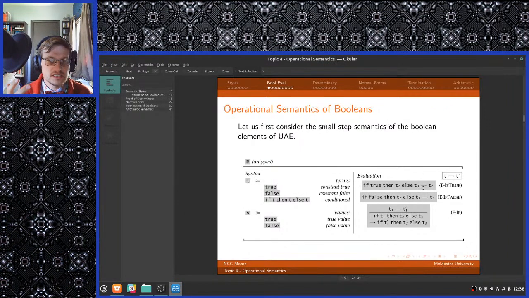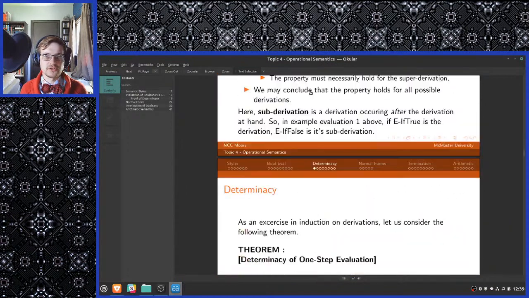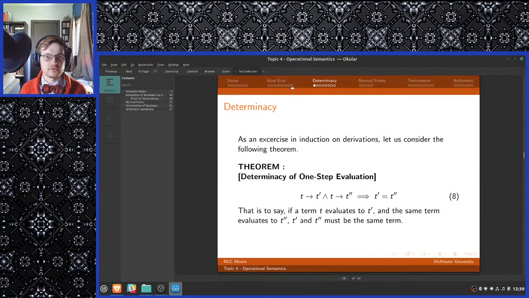So as these rules are currently instantiated, no matter what term you're trying to evaluate, there's always only one rule that is applicable to it. And in this class, when I make a statement like that, you need to say, ho ho ho, you gotta prove that property. So guess what, folks? That's what the whole determinacy section is all about, proving that property.